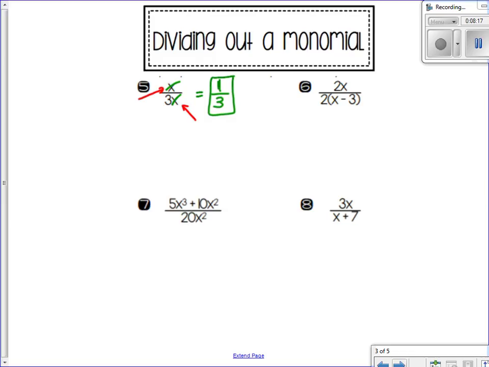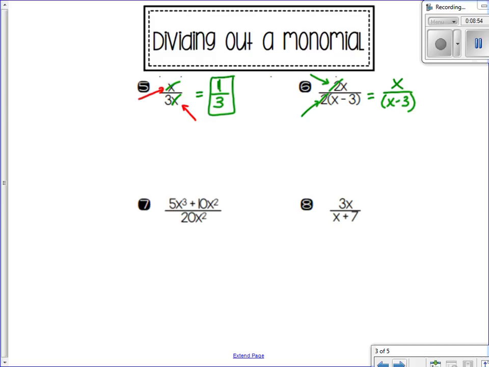All right, number 6. Number 6, we got to see, is there anything that we could divide out of the top and the bottom? Well, as I look at it, I notice I've got a 2 on the top, and I got a 2 on the bottom. Since I've got a 2 on the top and a 2 on the bottom, and they're just being multiplied, there's nothing being added or subtracted to it, then I can drop those 2's. So that's going to leave me with just x on top, and I got x minus 3 on the bottom.